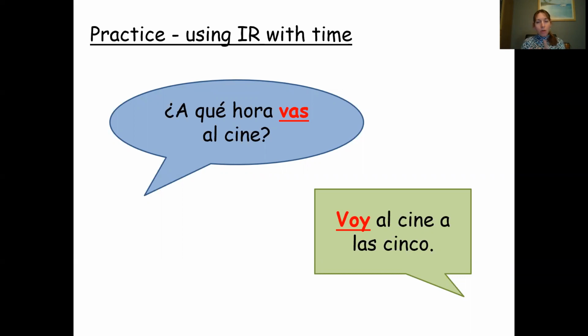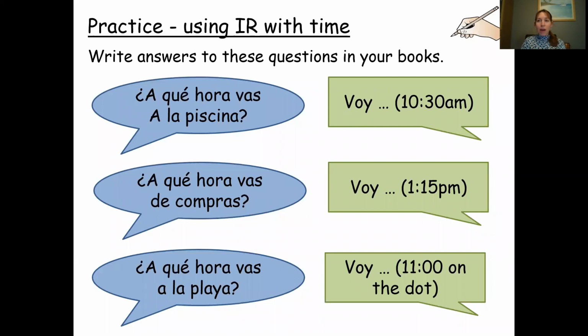Now, I'm not too worried about you being able to form that right now, but I just need you to recognize it. So, ¿a qué hora vas al cine? What time do you go to the cinema? So the answer with that is I go, which is the first person, voy. Voy al cine a las 5. So that's how you use the verb ir with time if you're making plans, really, or talking about what you usually do. So let's practice that.